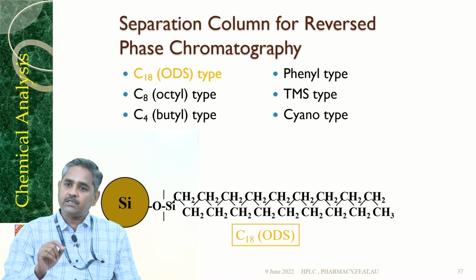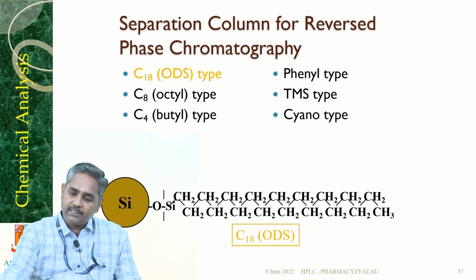The cost of these columns is around 20 to 30,000 only, whereas in normal phase, the columns which are used are phenyl type or other types, which may cost around 1 lakh or 2 lakh rupees. So, cost effective separation is done by reverse phase only.